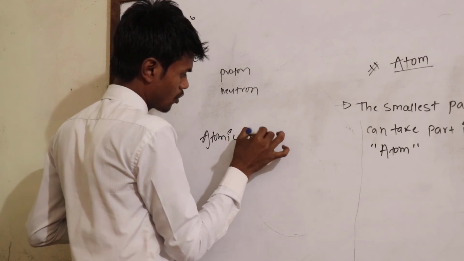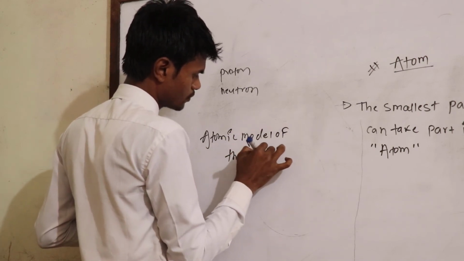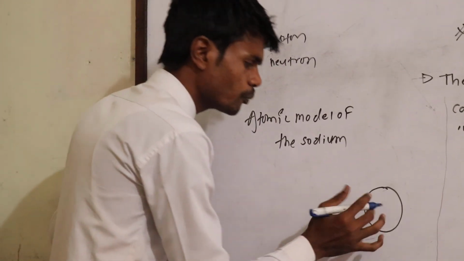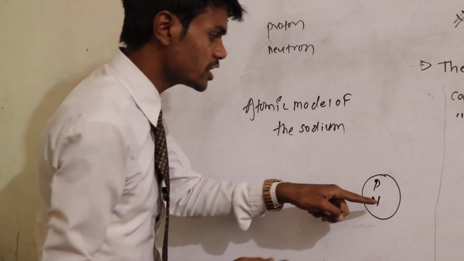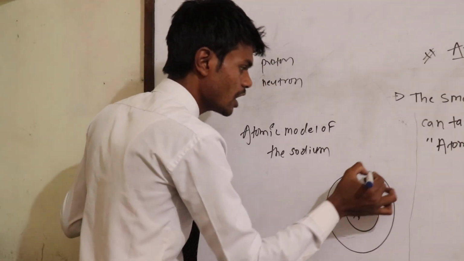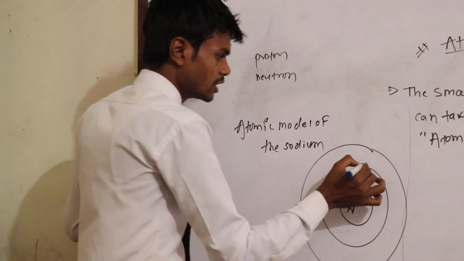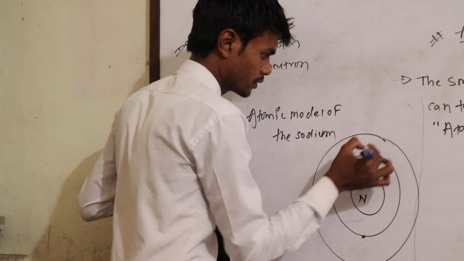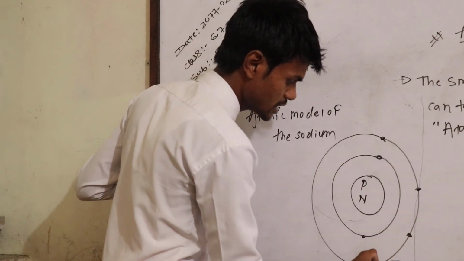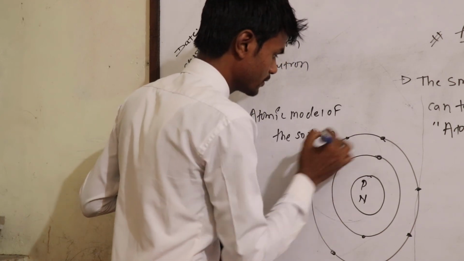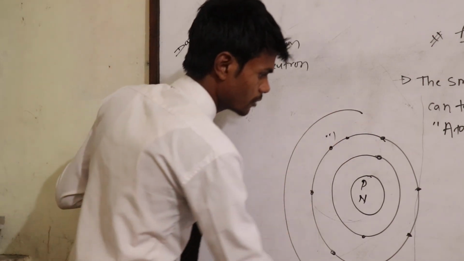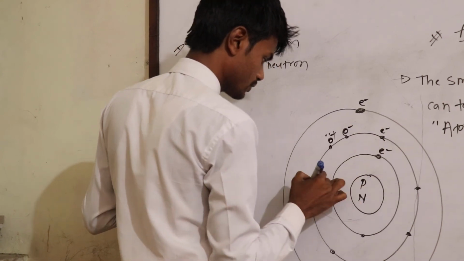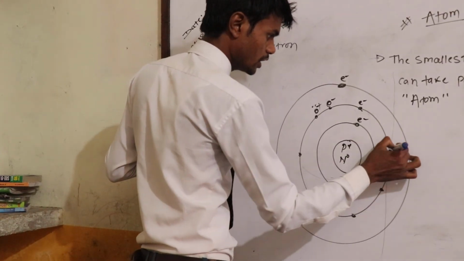The atomic model of sodium. Here, this is the proton and neutron. The protons and neutrons are always situated in the center of the atom, but electrons are always moving around the nucleus. Sodium has 11 electrons. It means 1, 2, 3, 4, 5, 6, 7, 8, 9 and 10. In the next orbit, 1. These are all electrons.